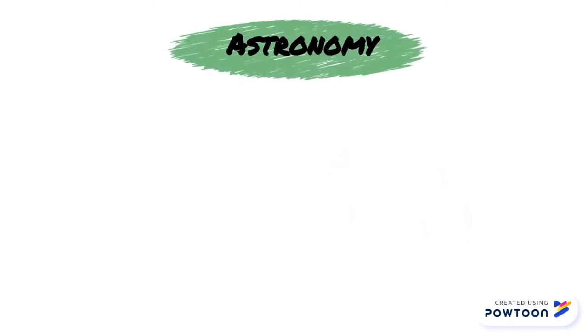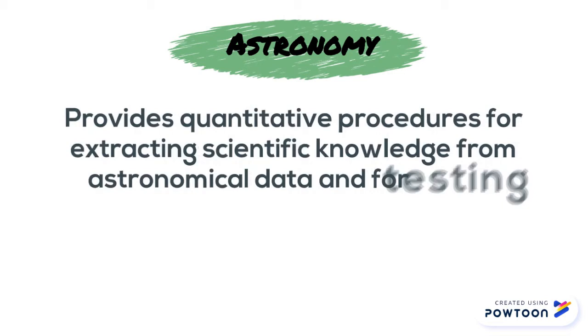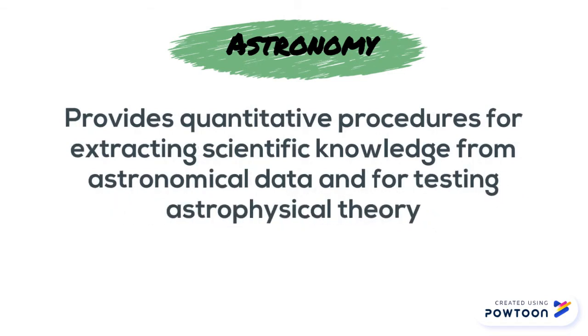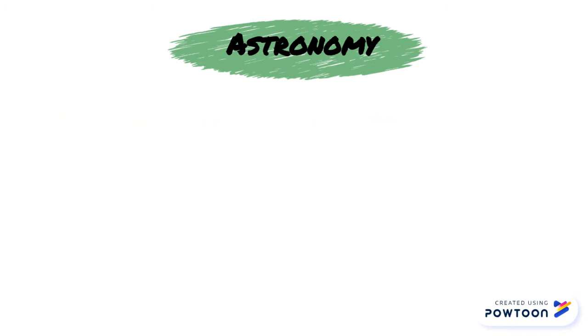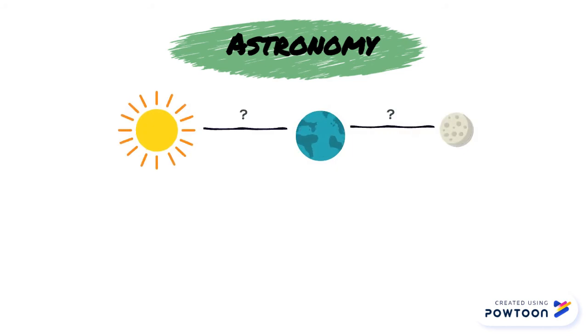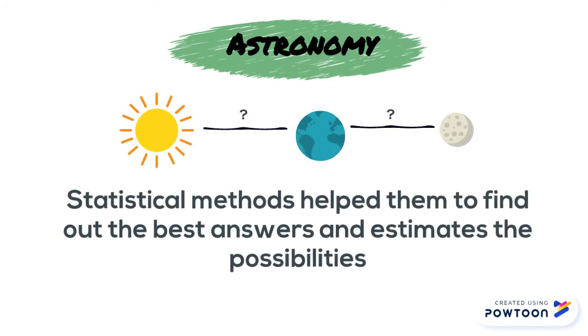Statistical methodology, with deep roots in probability theory, provides quantitative procedures for extracting scientific knowledge from astronomical data and for testing astrophysical theory. When astronomers measure the distance between the Sun and Earth, or the Moon and Earth, they use statistical methods to help them find the best answers and estimate the possibilities.